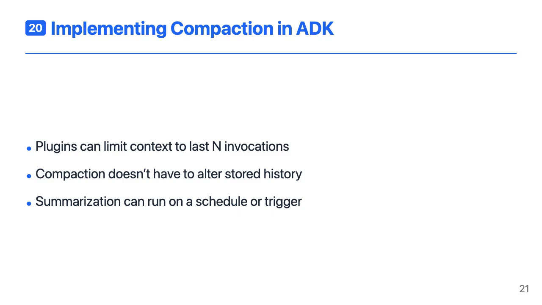In ADK, you can plug in context filters that limit what gets sent to the model without changing the underlying stored session. For example, a context filter plugin can keep only the last 10 turns plus the latest user query in the prompt. Separately, you can configure events compaction to periodically summarize older events after a certain number of turns. This lets you keep the full raw history in storage while feeding the model a compact, carefully curated view.